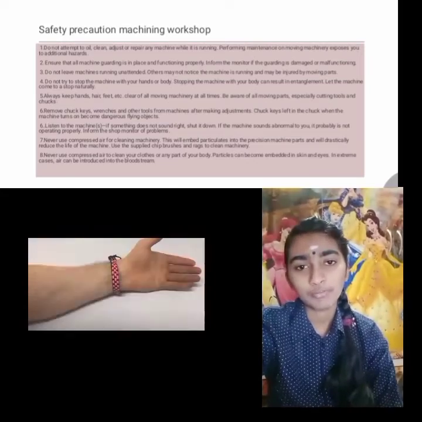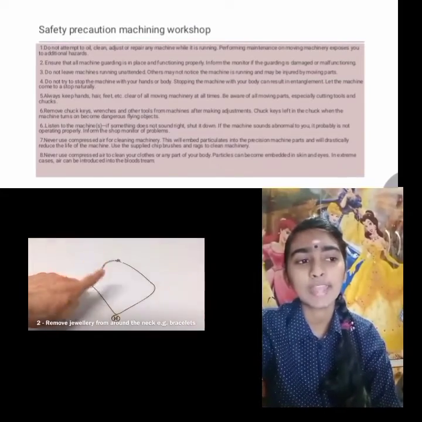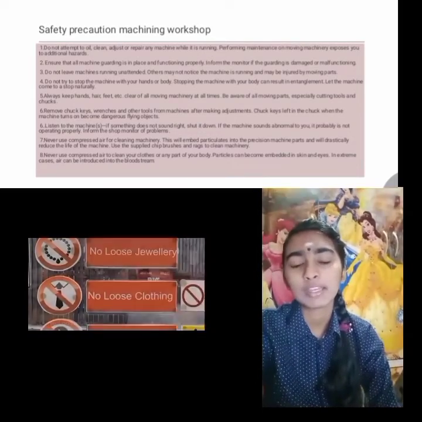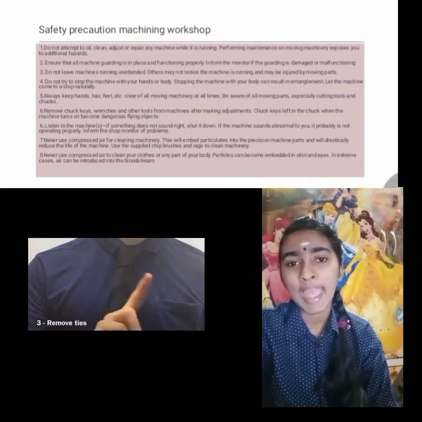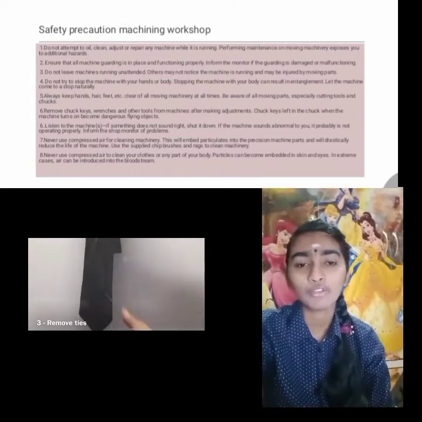Do not try to stop the machine with your hands or body. Stopping the machine with your body can result in entanglement. Let the machine come to a stop naturally. Then always keep hands, hair, feet and clothing clear of all moving machinery at all times.